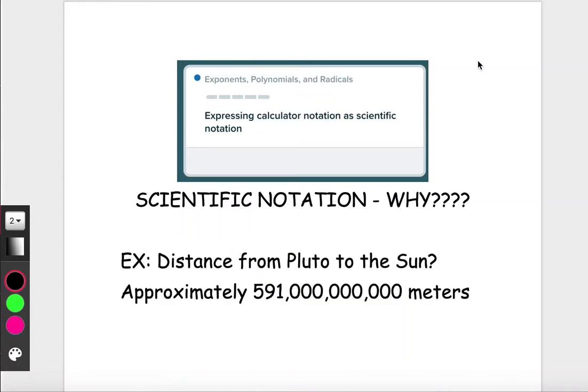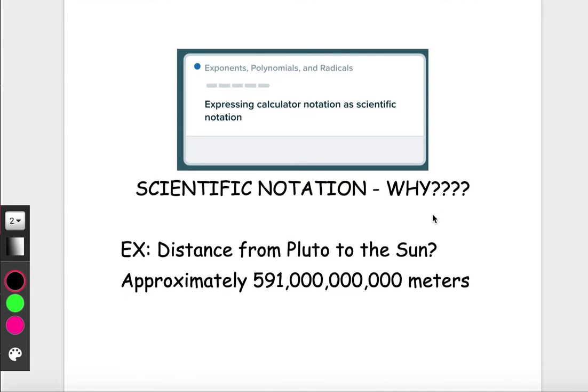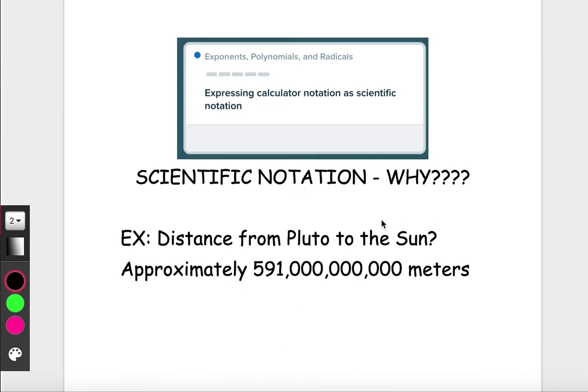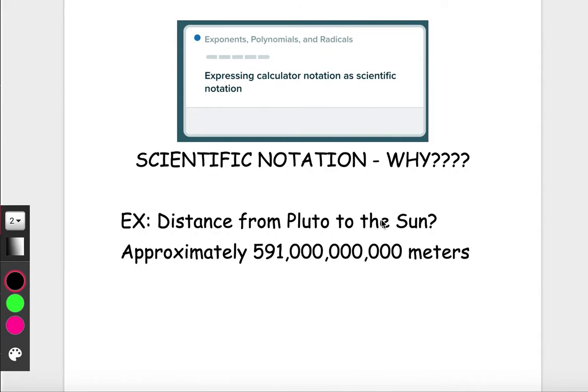Okay, we are going to look at the topic expressing calculator notation as scientific notation. This can be found in the exponents, polynomials, and radicals pie slice of your ALEX program, and is a little weird because I think a lot of you are probably not entirely clear about what scientific notation is and why we need it. So I just wanted to quickly talk about that before I do the topic.